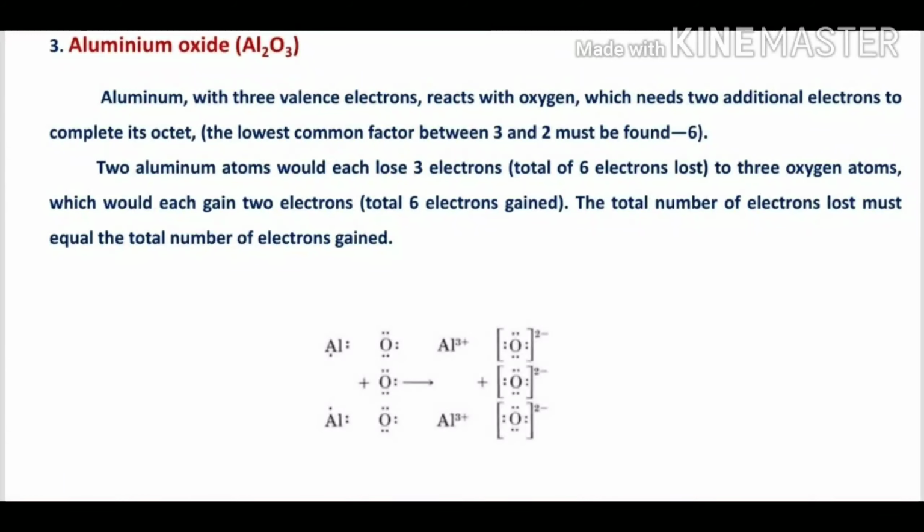The next one is aluminum oxide. How is the aluminum oxide formed? Actually, you see the aluminum has 3 valence electrons and oxygen needs 2 additional electrons to complete its octet. So the common multiple of 3 and 2 is 6. Now 2 aluminum atoms each lose 3 electrons, totally 6 electrons lost. 3 oxygen atoms each gain 2 electrons, so total 6 electrons gained. The total number of electrons lost must be equal to the total number of electrons gained. So Al2O3, the aluminum oxide, is formed.